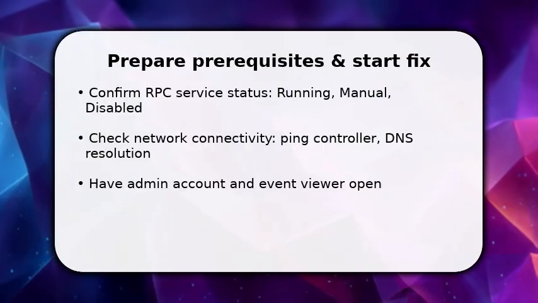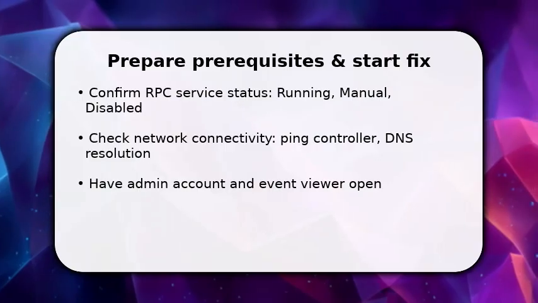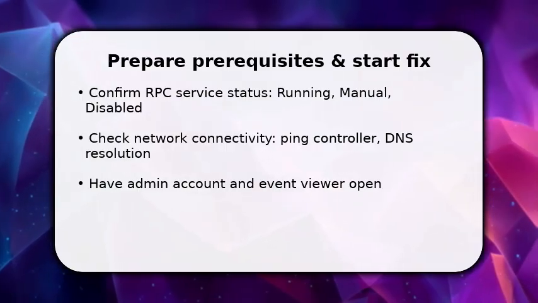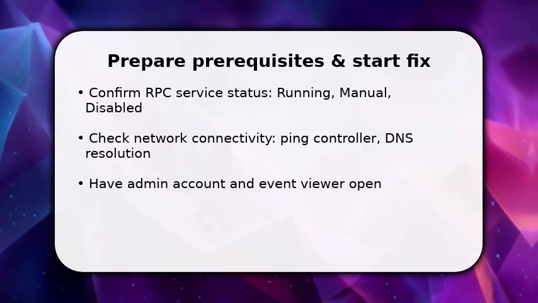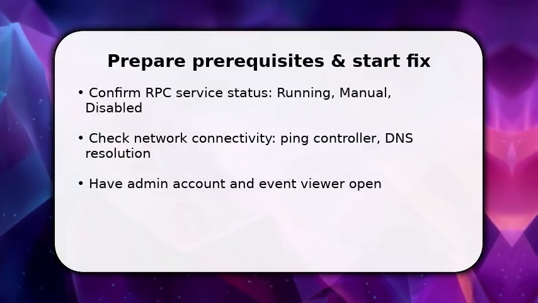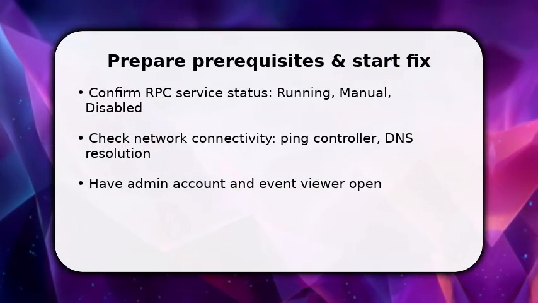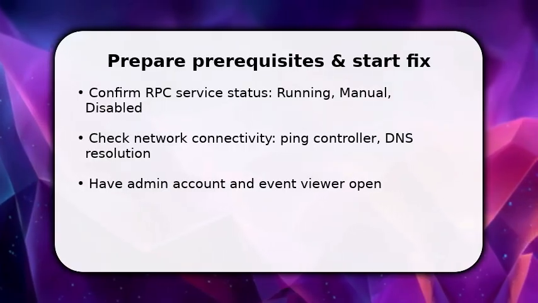You'll start by verifying prerequisites. Confirm you have an administrator account, Event Viewer ready, and basic network access. First, open Services and locate Remote Procedure Call. Make sure its state isn't disabled.